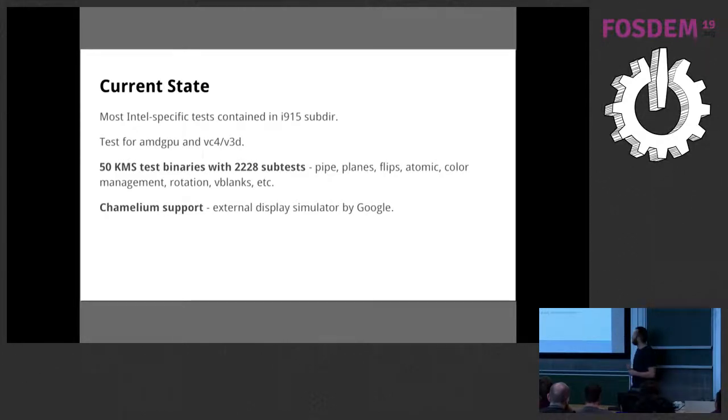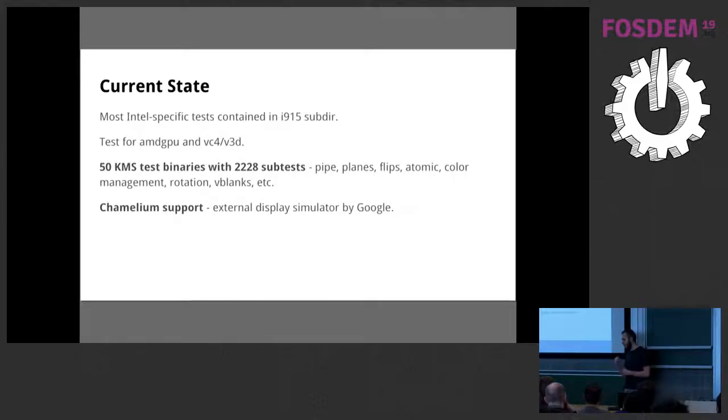That played out quite well, and we have 50 KMS test binaries with over 2,000 subtests. This is testing everything from setting the CRTCs, enumerating through the pipes, planes, and trying to do flips and atomic mode set, legacy mode set, testing the cursor planes, testing the universal planes APIs, making sure that rotation works.